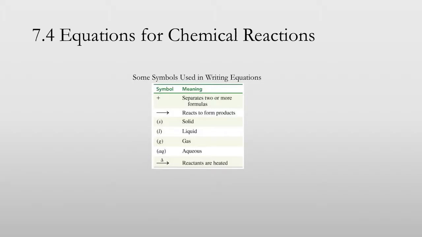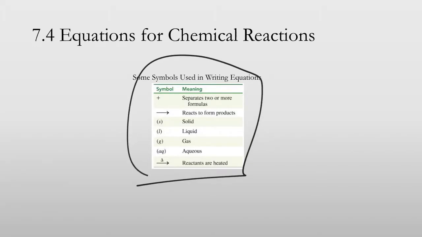So this picture here shows some of the symbols. You put a plus sign in between reactants or in between products. s for solid, l for liquid, g for gas, aq for aqueous. The triangle above the arrow means reactants are heated. If you put an h nu, it means there's light added. And there's a whole bunch of others. But for this book, obviously, they're only using the ones in this table.